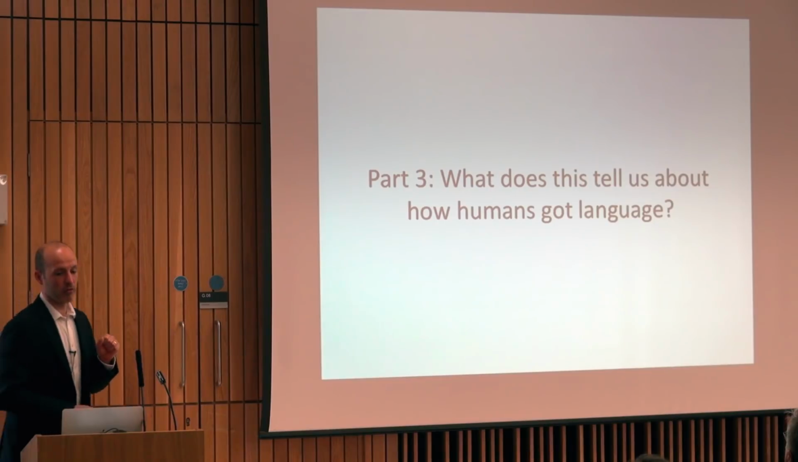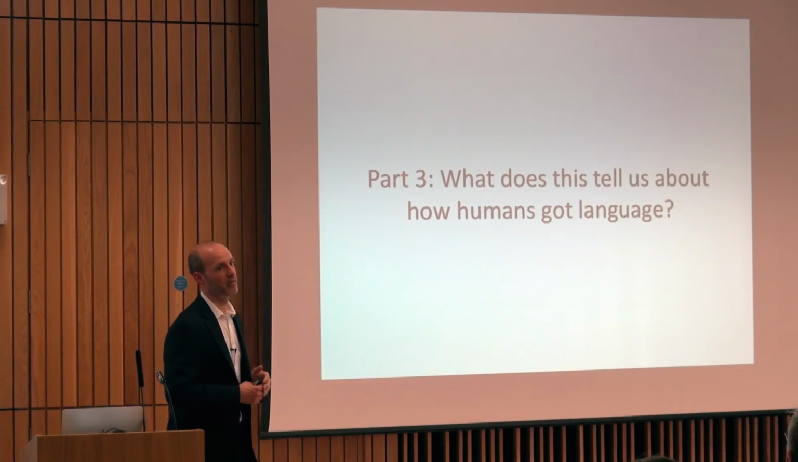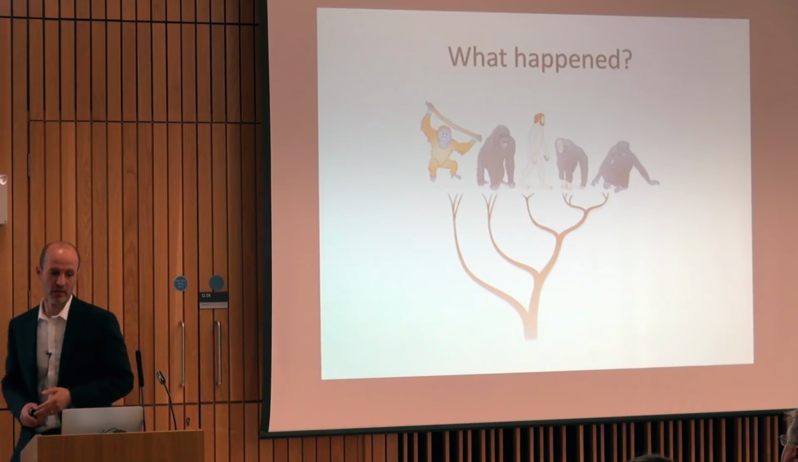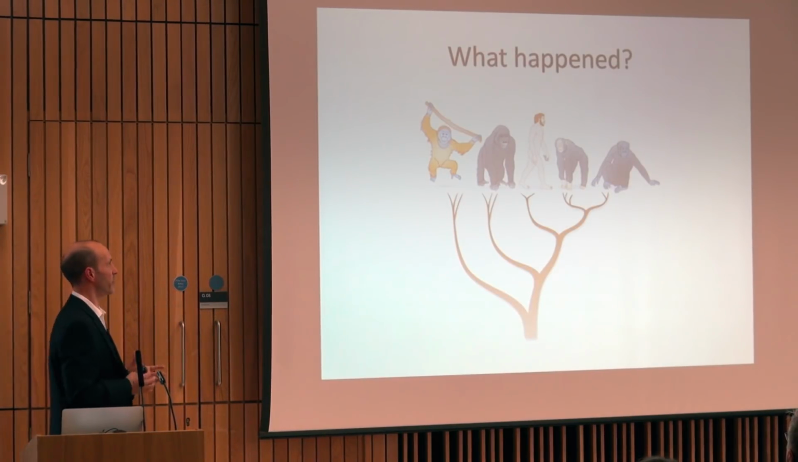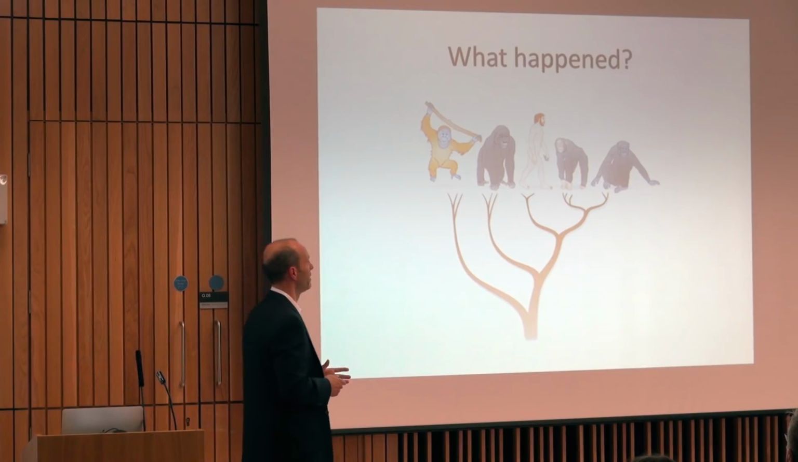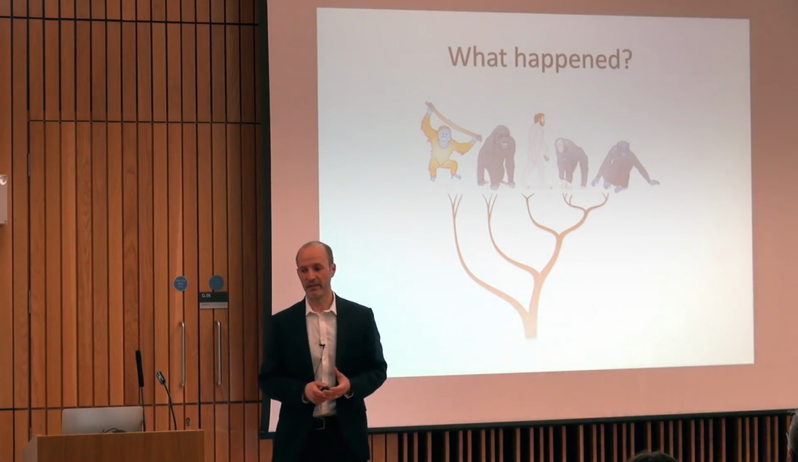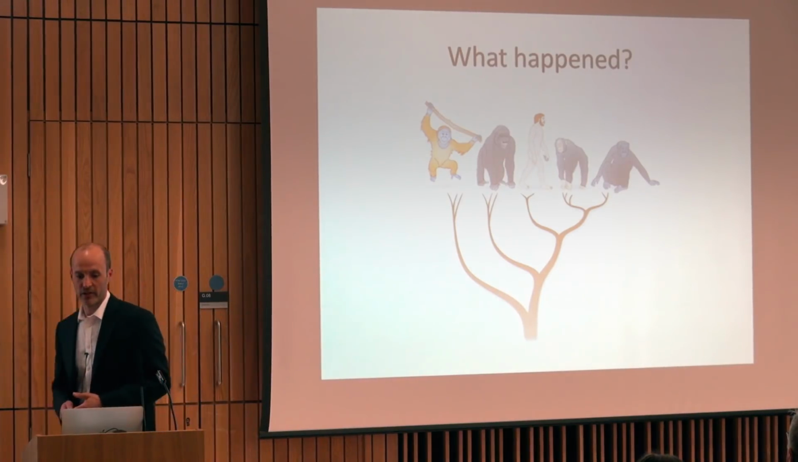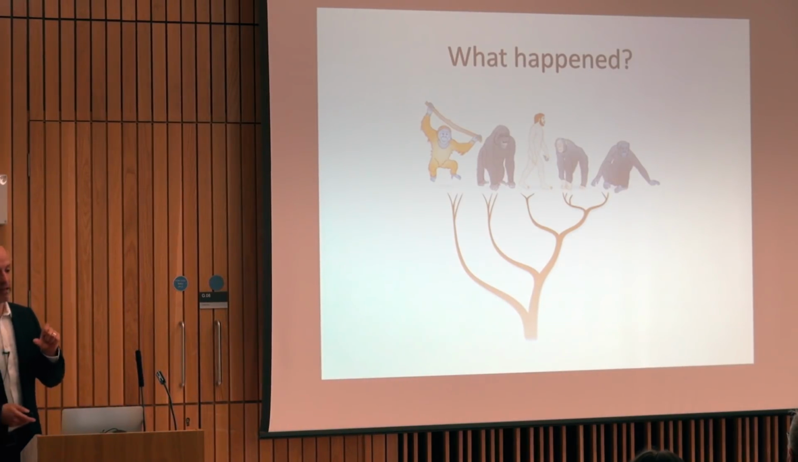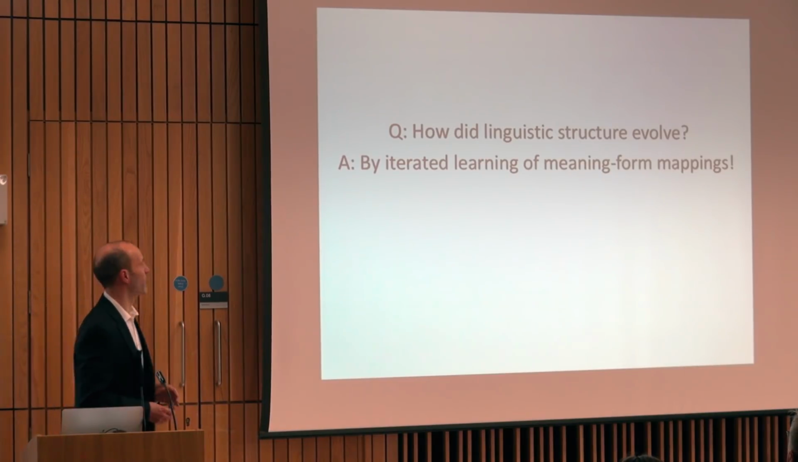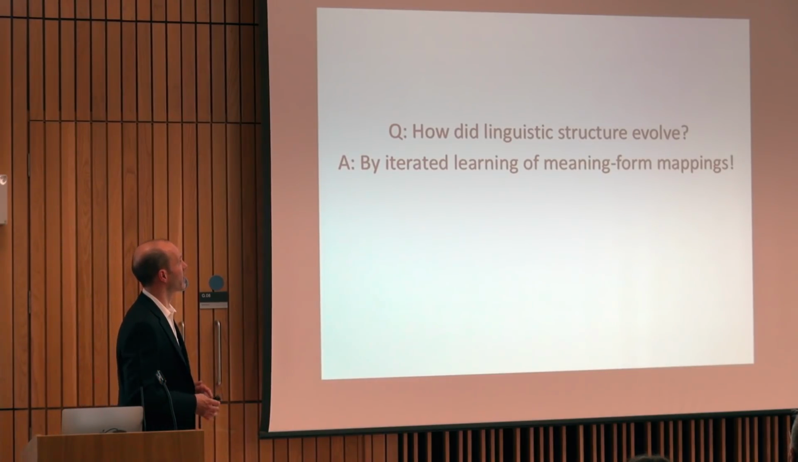Okay, so what does that imply about the evolution of language in our species? What does this tell us about how humans got language? So remember, the challenge for evolutionary linguists is to explain what happened uniquely in our lineage that gave us language that didn't happen anywhere else or to any of the other great apes. Okay, so I think we now have a partial answer to that question. If the question is how did linguistic structure evolve, if that's what you mean by how did humans get language, I think we have a good candidate answer.